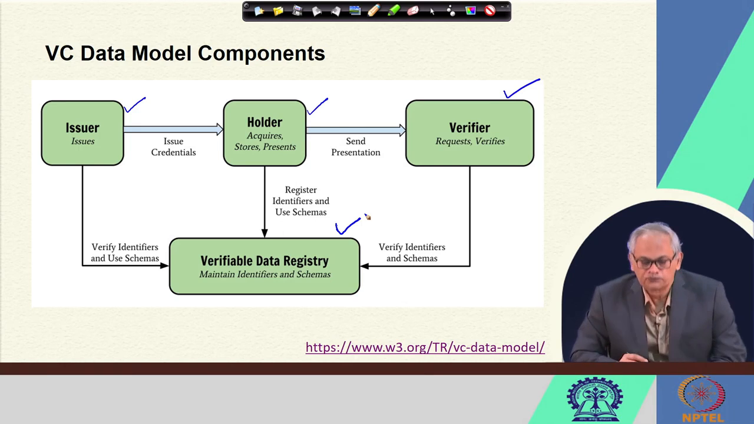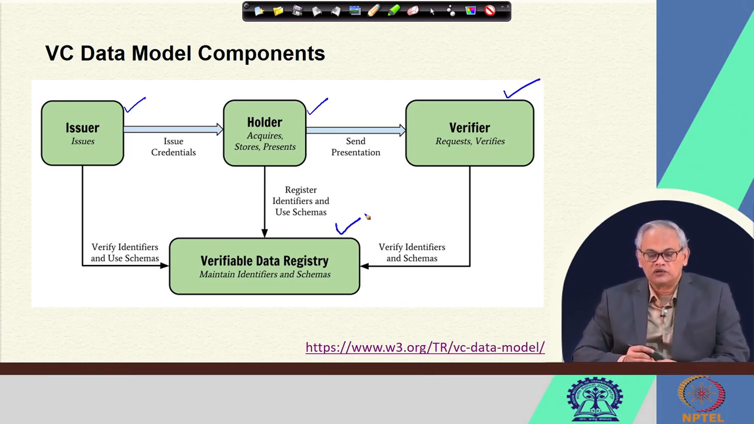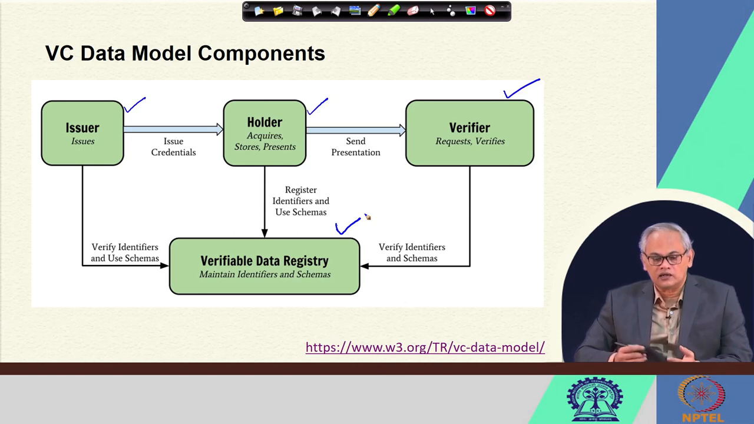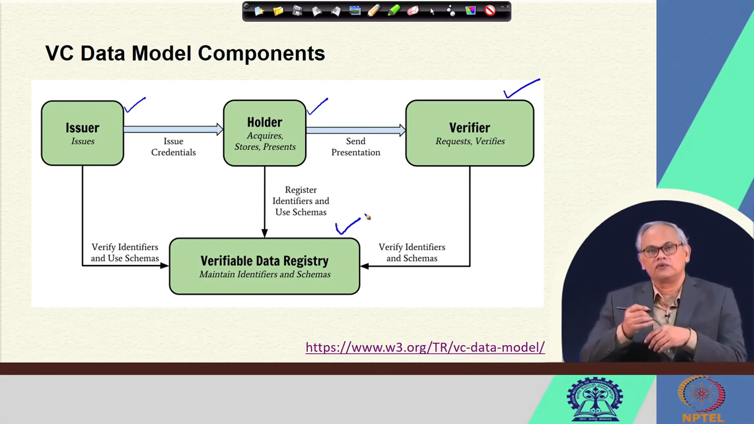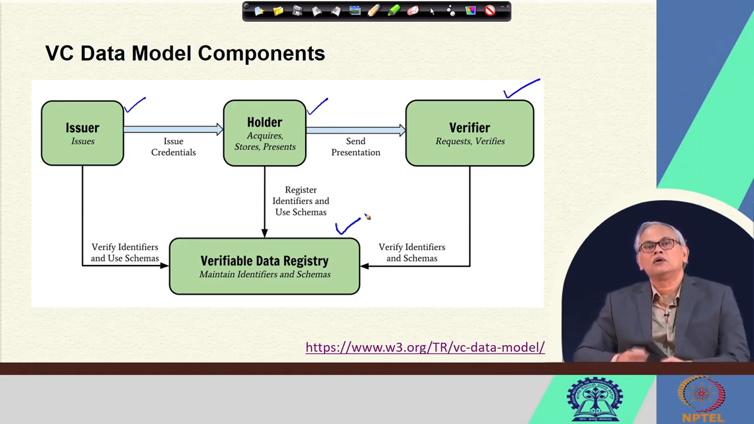So, what we will see is that this verifiable data registry indeed contains the identifiers. If you remember about the DIDs, it is actually going to maintain those identifiers and also the schemas. By that we mean how these VCs would look like, what are its components and so on. Those are the ones that would be maintained in the verifiable data registry. In the next slide we will see details of how the different parties would interact, so that this entire concept of verifiable credential becomes successful.